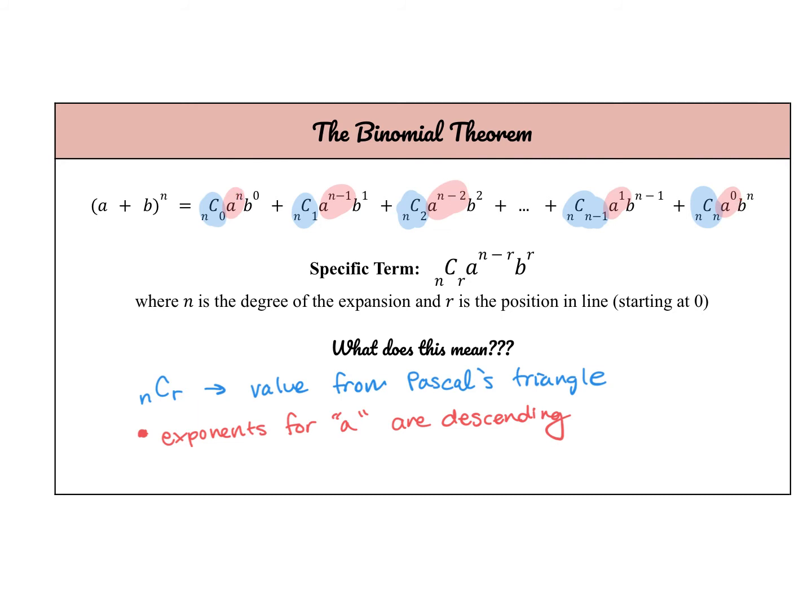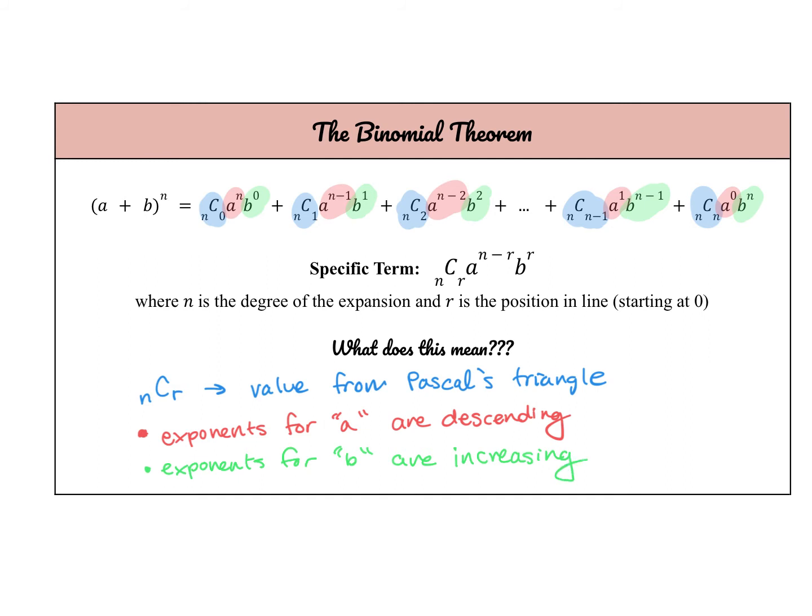And now let's look at the last part of each term, which is that b term. So you see that we have b to the power of 0, b to the power of 1, b squared, dot, dot, dot, b to the power of n minus 1, and then finally b to the power of n. So what does that mean? Well, it means that the exponents for your b term are increasing. They start with 0, meaning you don't see the b term in the first term of your expansion, and they increase until they eventually reach n, which is the overall degree of the expansion. So the exponents for b are increasing.